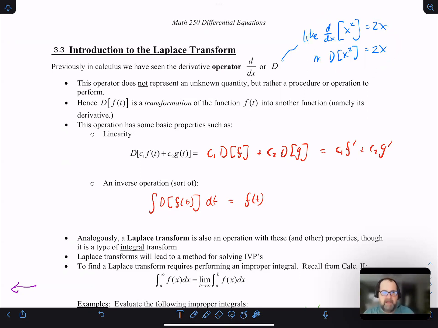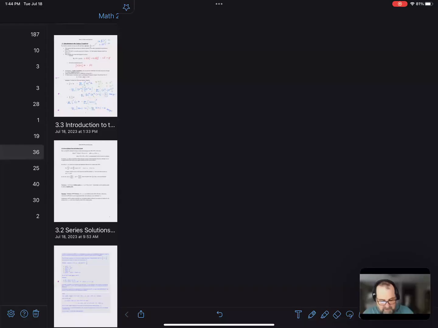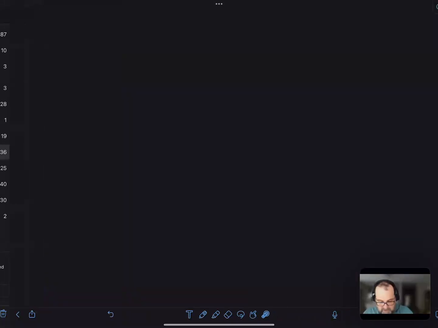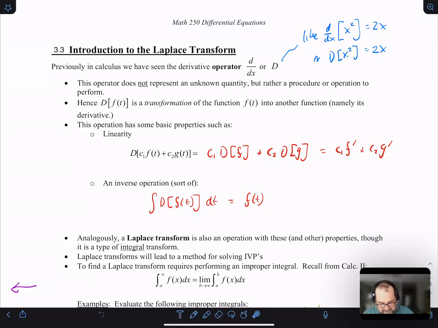You can think of the derivative operator as a transformation. So that is actually the sense in which we're using the term Laplace transform. So we have a derivative operator. So this is a transformation of a function of t, namely into its derivative. And then this derivative operator, or this derivative transform, has some properties.